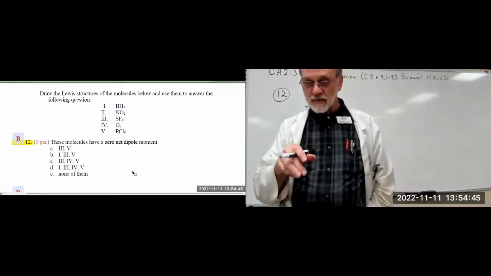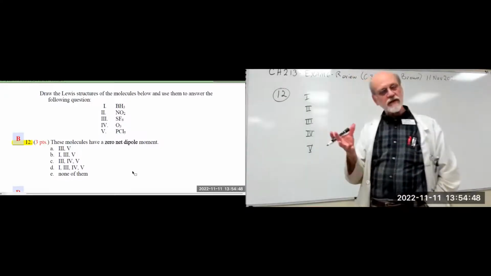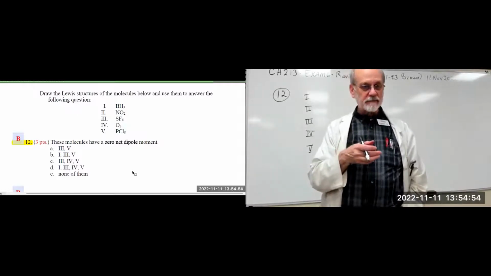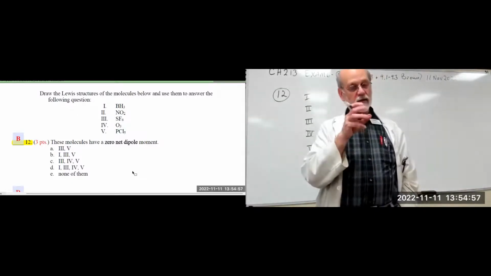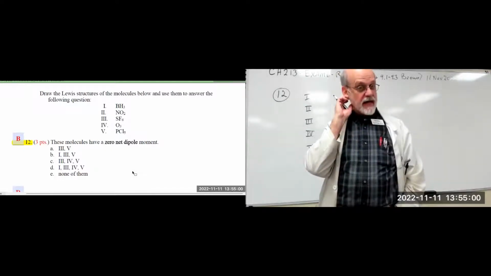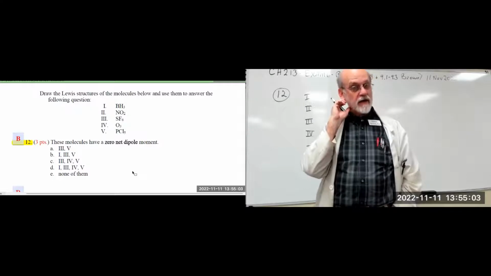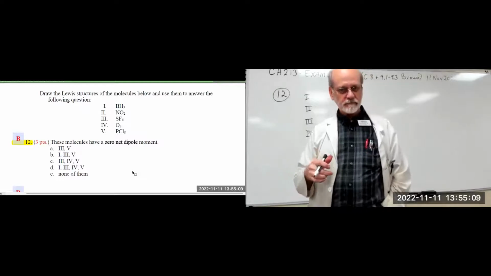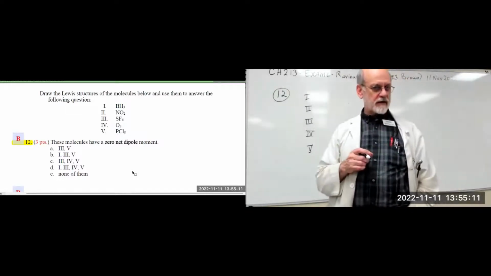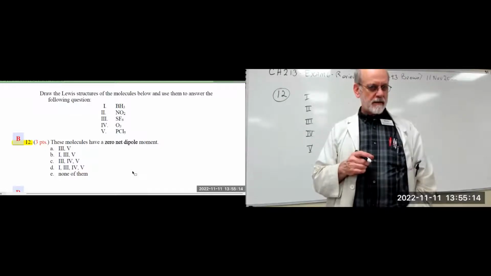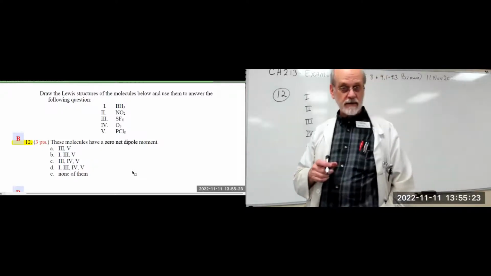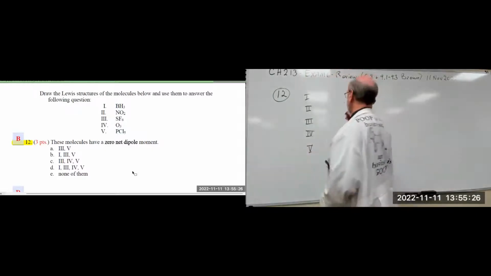Ozone. Okay, ozone might be a problem, because they're all the same molecule, we wouldn't expect them to have a dipole moment. But look at the answers. We've got A is 3 and 5, B is 1, 3, and 5. So there might be more than one that have zero net dipole. Right? I'm pretty sure that I would expect ozone to have a net dipole, not have a net dipole. Let's just do them. Okay.